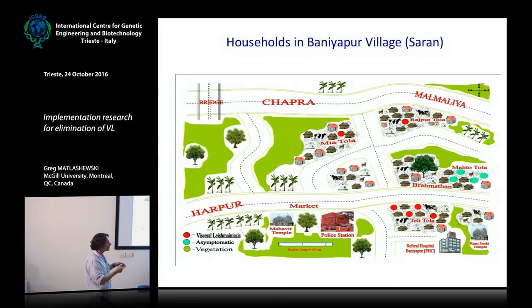And we're not really interested in the cases. What we're most interested in is the family members. So this is where we're following. We're looking at the people who live with the VL cases, people who live with these asymptomatic cases, to try and understand what's happening to the family members. Are they becoming positive? Are they getting the disease? So that's how you look at the transmission: not at the cases, but at the people that live with the cases.